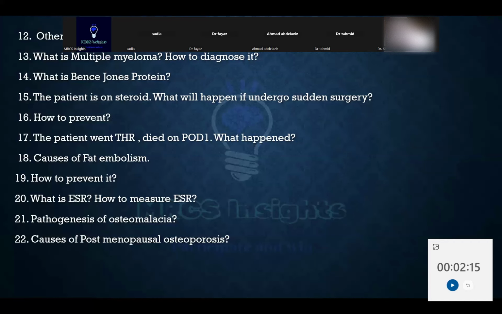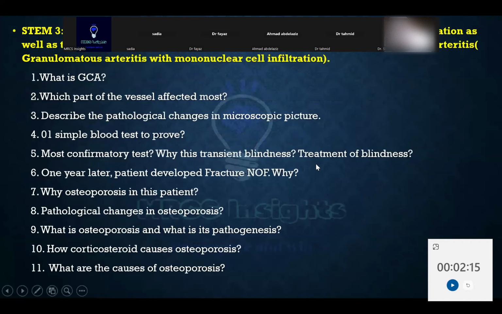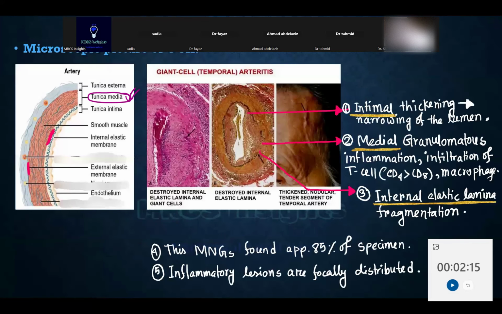Okay, this was our giant cell arteritis or temporal arteritis station. This is very important. So let's see the microscopic picture of giant cell arteritis. What you missed.